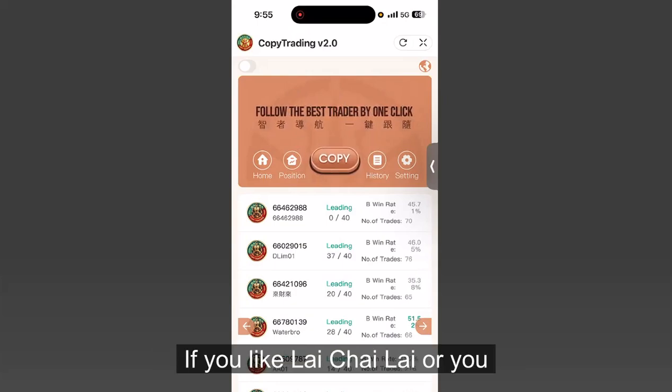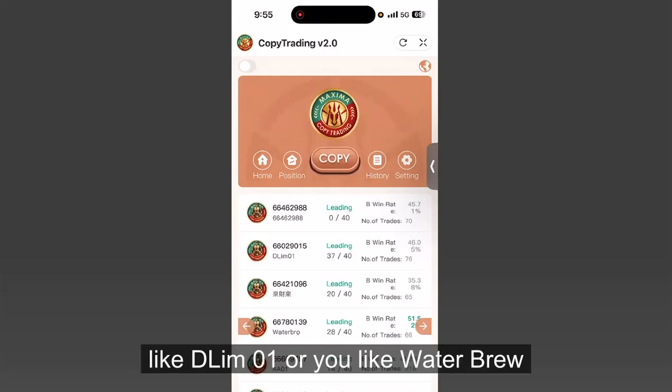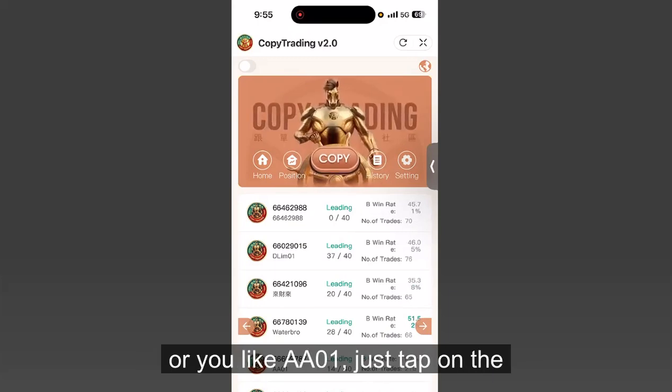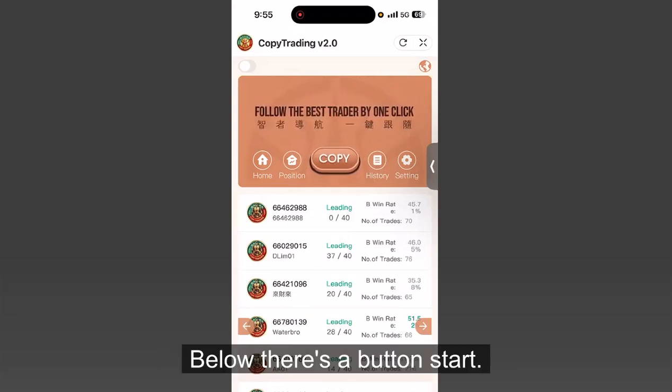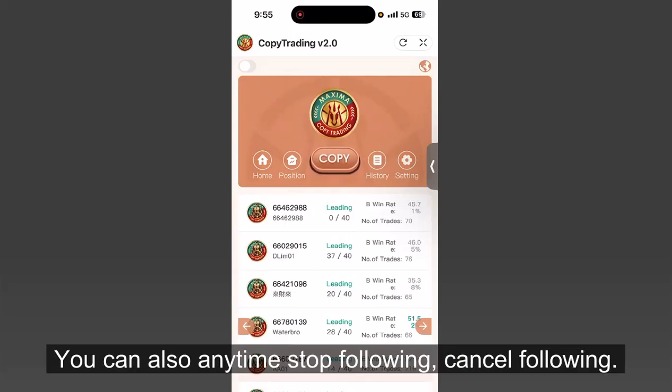If you like Lai Chai Lai, or DL Lim, D Lim 01, or Water Brew, or AA01, just tap on the AA01. Below there's a start button. You can start anytime. You can also stop following or cancel following anytime.